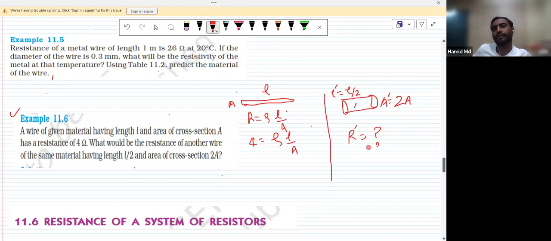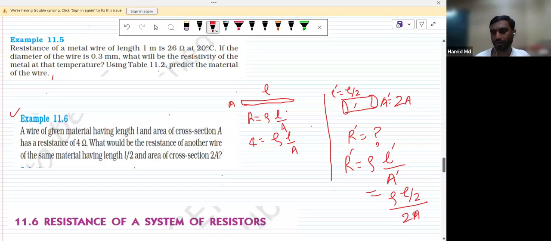Question clear? Can you proceed? Okay, no problem. Then R prime will be what? Rho L prime over A prime. Rho will be the same, we don't have to worry about the rho. L prime is L by 2, right? And A prime is 2A, right? Yes.